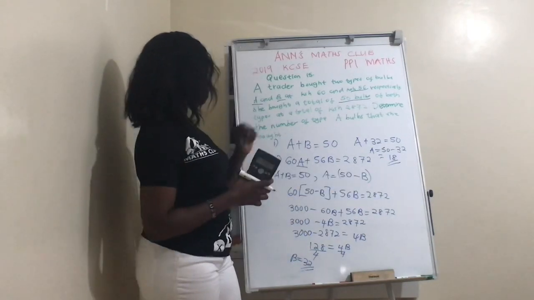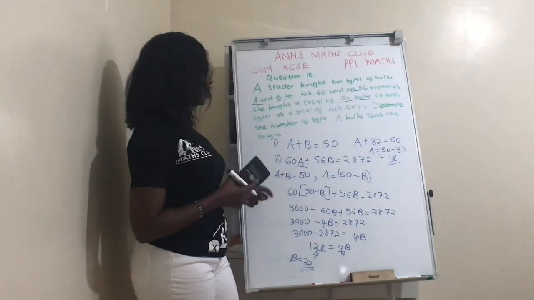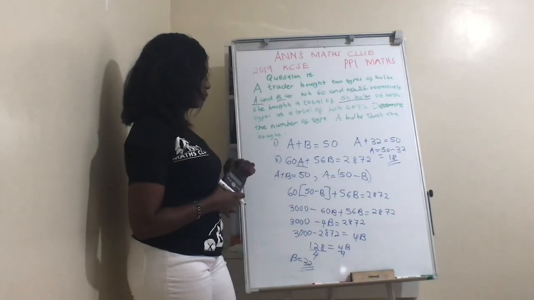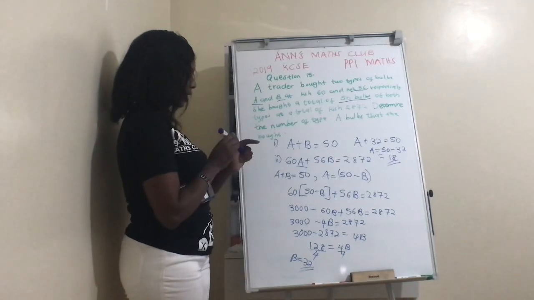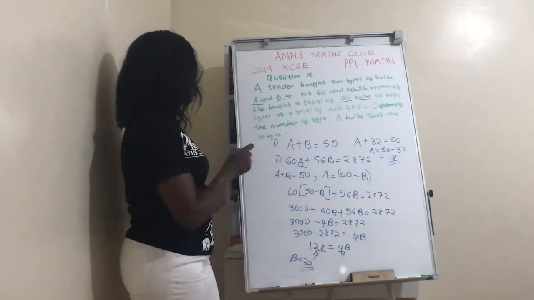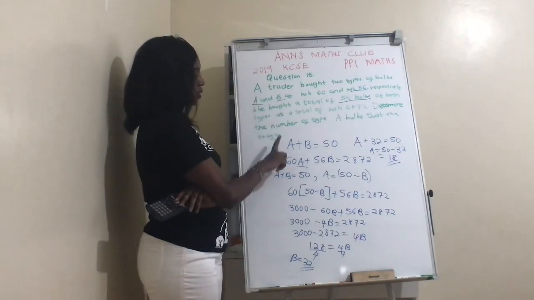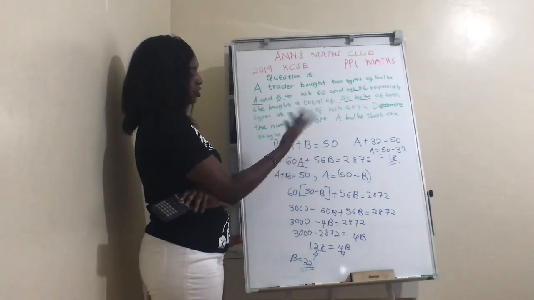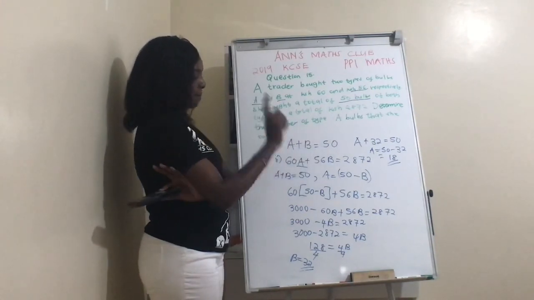So the number of type A bulbs that she bought was 18. What you were expected to do in this question, like I said, is first put it into two categories. Remember equation 1, we made it using the knowledge of the bulbs. We had two types, type A and type B, and she bought both. The total for both bulbs was 50 bulbs.